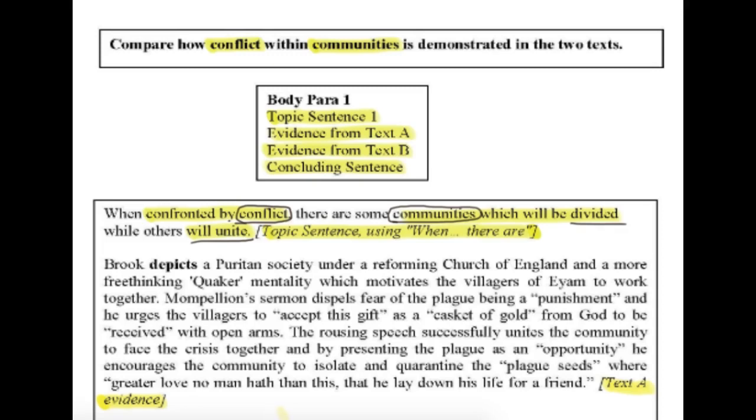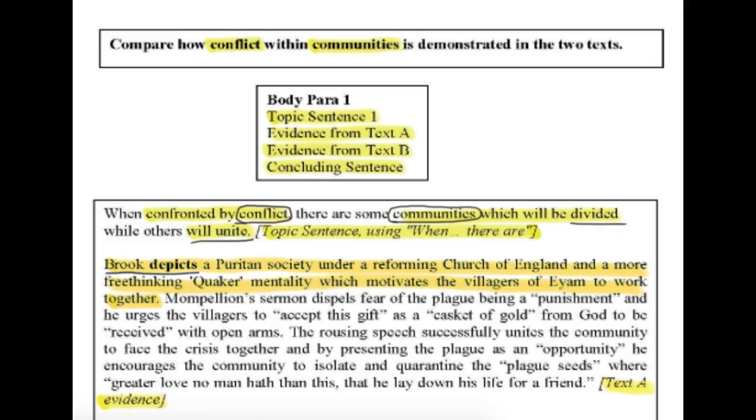Okay, so it sounds pretty complicated at first, and we're not going to really focus on the presentation of the language and how sophisticated it is. What we're going to do is focus on what is key here. So in terms of elements, the first thing we can say is, this first part here, Brooke depicts a Puritan society in the reforming Church of England and a more free-thinking Quaker mentality which motivates the villagers of Eyam to work together.